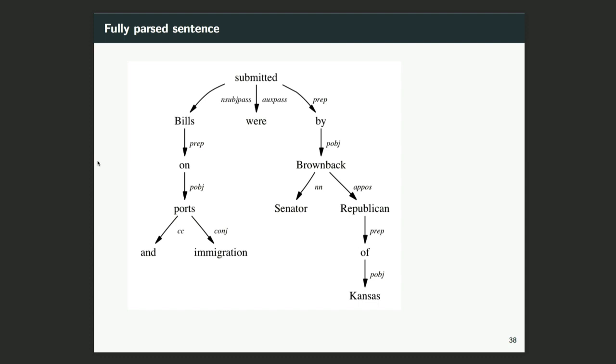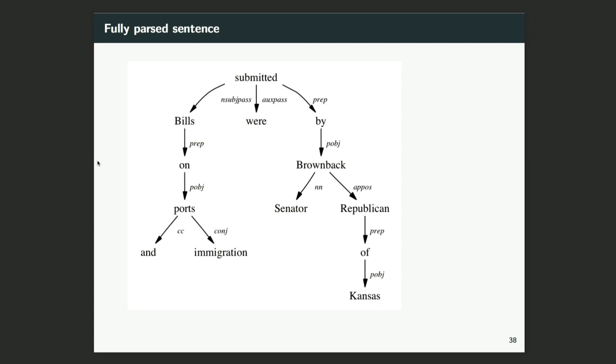So for example, this sentence here, we can almost reconstruct it by looking at it. The sentence is, bills on ports and immigration, so that's the left-hand side, were submitted by Senator Brownback, Republican of Kansas. It's a classic sentence that the Stanford Core NLP people have used for a while to describe all the things that can go well and wrong with the sentence. We see some examples here, like ports and immigration is a conjunction. We see submitted at the top. There's actually a missing link at the top, which is saying submitted is the root of the sentence.